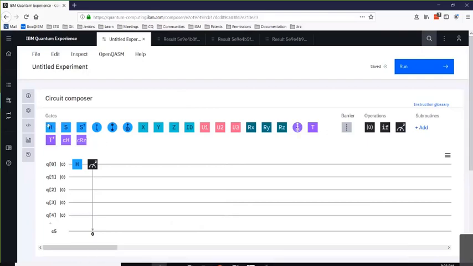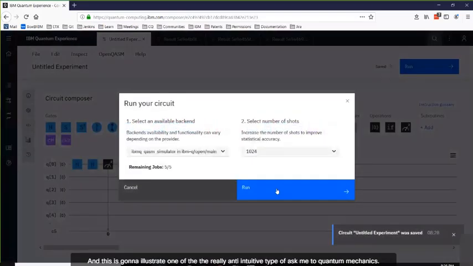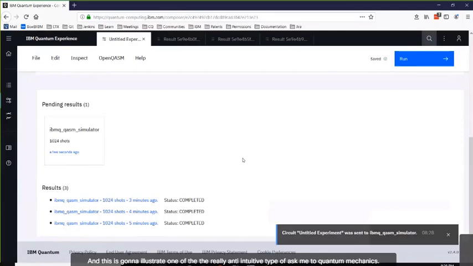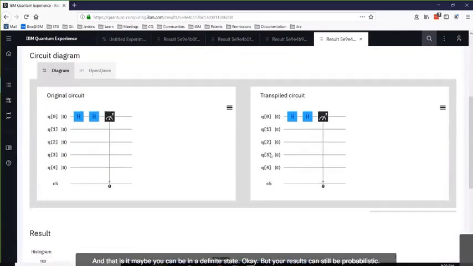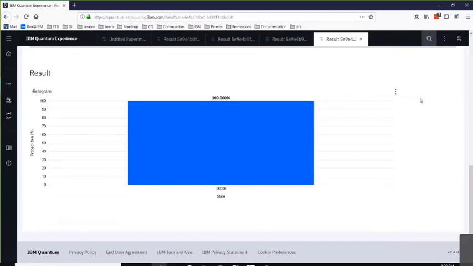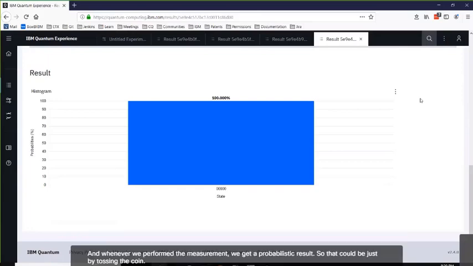Let's drop another H gate next to the H gate that you already have there. Yep. And save that and run it. And this is going to illustrate one of the really anti-intuitive aspects of quantum mechanics. And that is the idea that you can be in a definite state, but your results can still be probabilistic. Now, when we had one of those H gates up there, we ran it, and we saw that we got 50% 0, 50% 1 when we performed our measurements. The H gate had rotated ket 0 down to the equator, and whenever we perform a measurement, we get a probabilistic result. So you ask yourself, well, that could be just like tossing a coin.